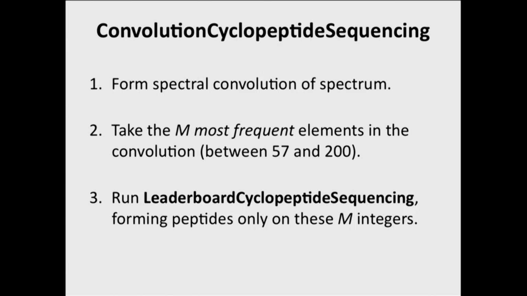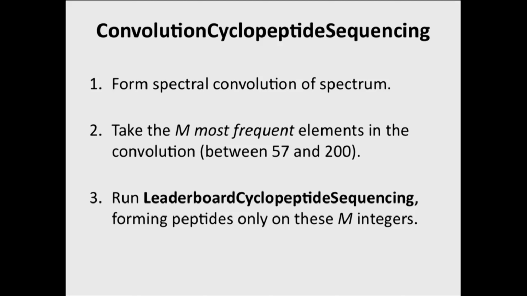So now we have the outline of an algorithm called convolution cyclopeptide sequencing. The first thing it does is, given our experimental spectrum, form the spectral convolution of it. Then we look at that spectral convolution and ask, what are the most frequent elements in it? We may choose this parameter, capital M, taking the M most frequent elements between 57 and 200. So M may be 50 or 20 in practice.